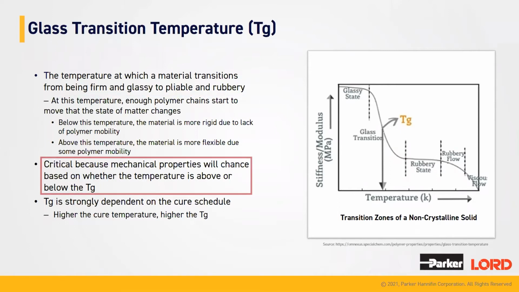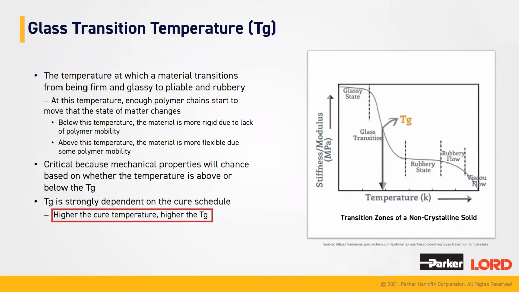Now, this is critical because mechanical properties will change based on whether the temperature is above or below the glass transition temperature. Now, the main thing that impacts the glass transition temperature, aside from the chemistry, is the cure schedule. So the higher the temperature of the cure, the higher the glass transition temperature.